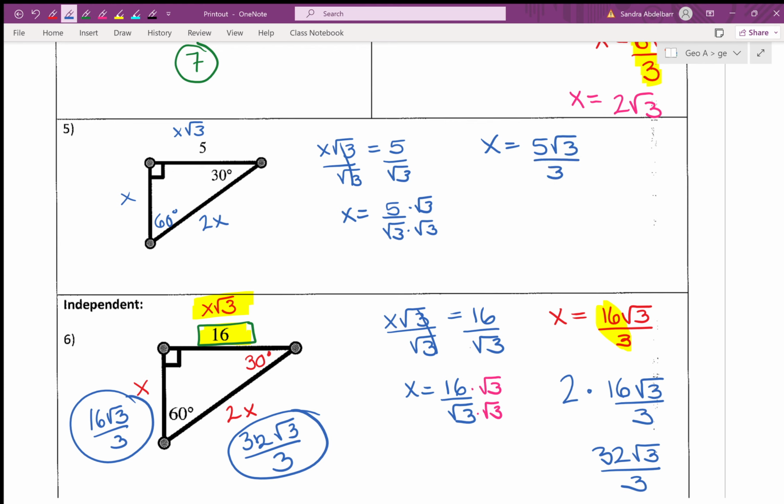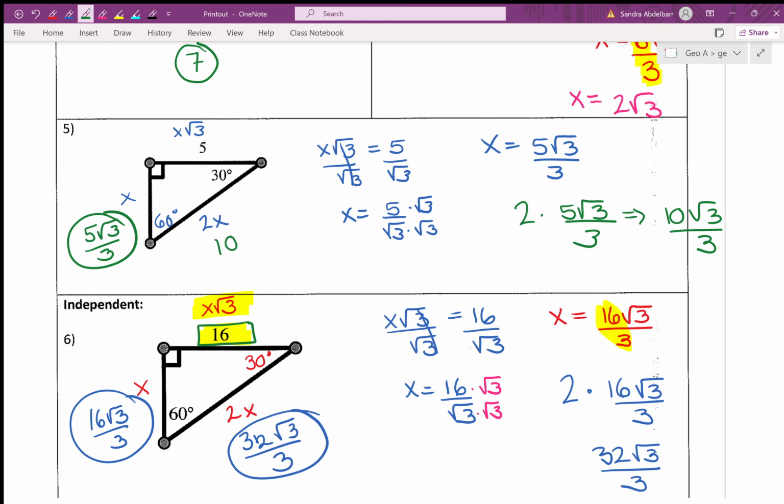Is it okay that our denominator doesn't divide into the numerator? Yes, you leave it just like that. So again, this height is 5 root 3 over 3. That's that side. My hypotenuse is going to be 2 times 5 root 3 over 3. What's 2 times 5 root 3 over 3? 10 root 3 over 3. So our hypotenuse is 10 root 3 over 3. What is the side length of that last side? 5. There's no plugging in there. There's already a side length there.